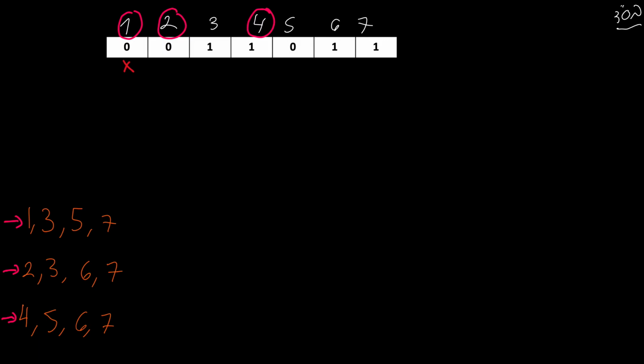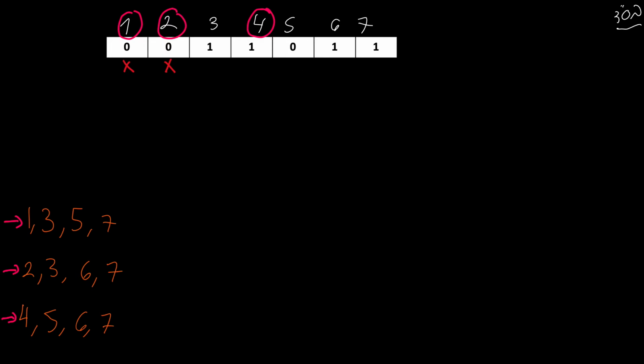All right, the next set we're going to look at is 2, 3, 6, and 7. So I'm just going to bring these numbers out: 0, 1, 1, and 1. And here we have the same thing. Our priority bit, which is this 2, is wrong because there is an odd amount of 1s. So we're going to put an X under that as well.